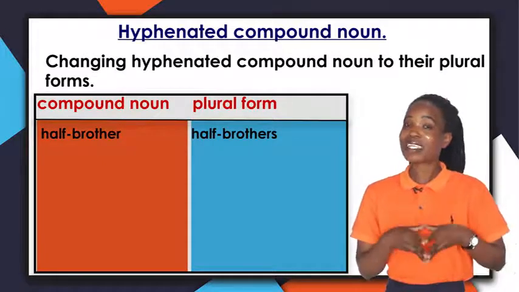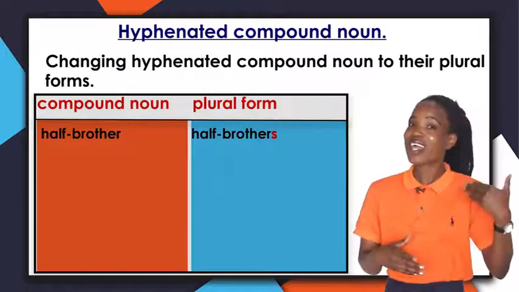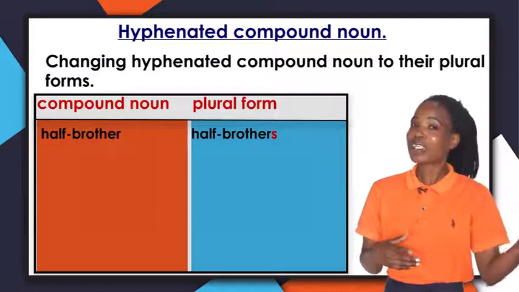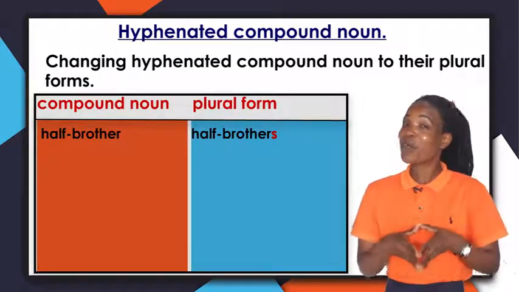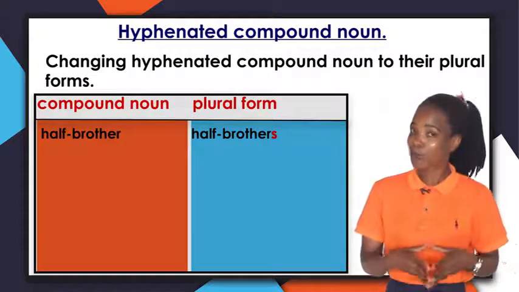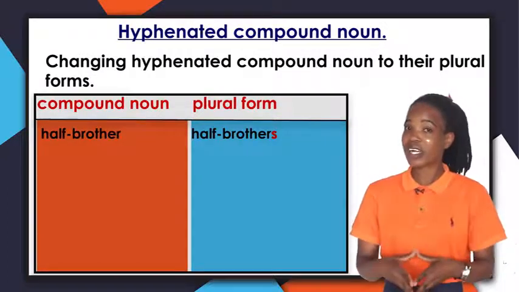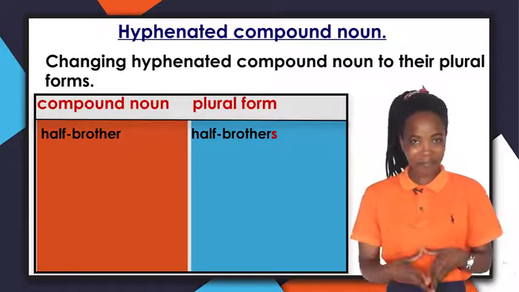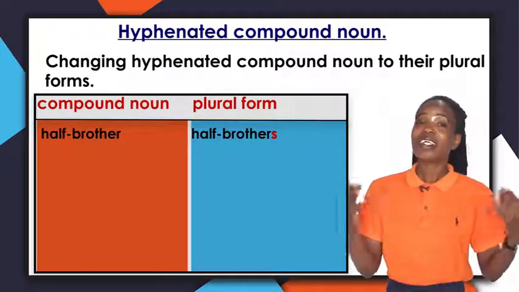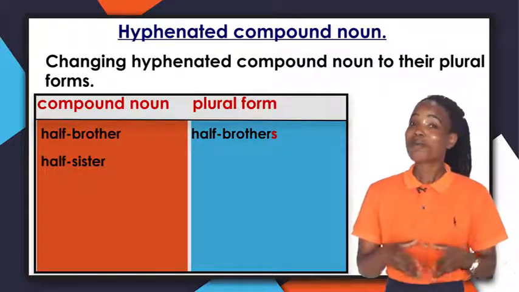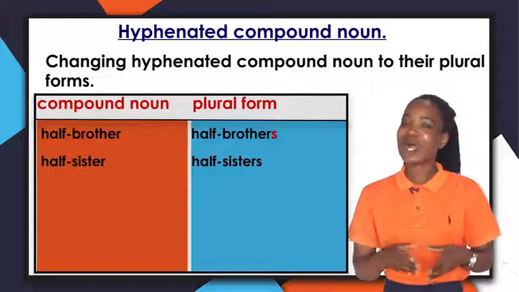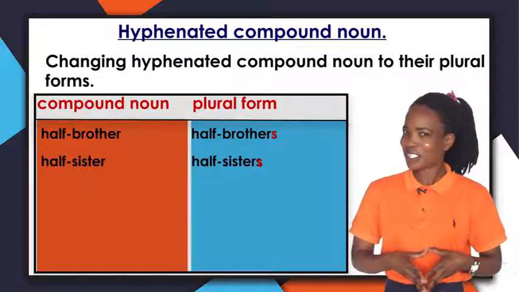It is the brother that has taken letter S, unlike the first hyphenated compound nouns, whereby the first noun has been taking the plural form. When it comes to half-brother, the second noun takes the plural form. That's why we are having half-brothers. Then we also have another hyphenated compound noun as half-sister. The plural form of half-sister is half-sisters. The second noun takes the plural form, my precious viewer.